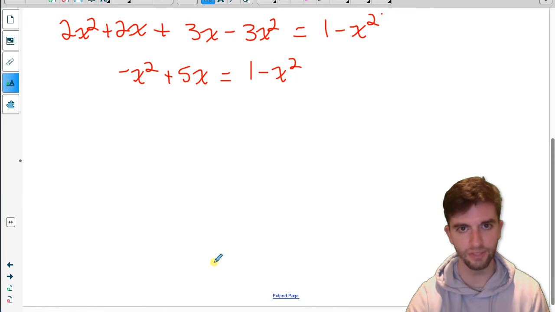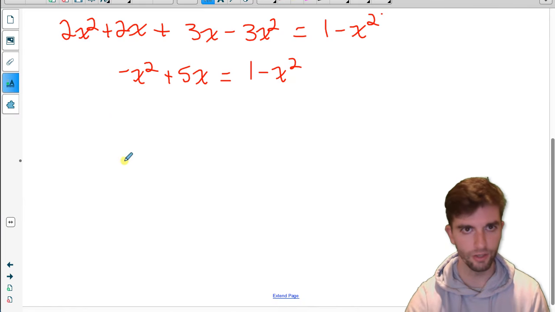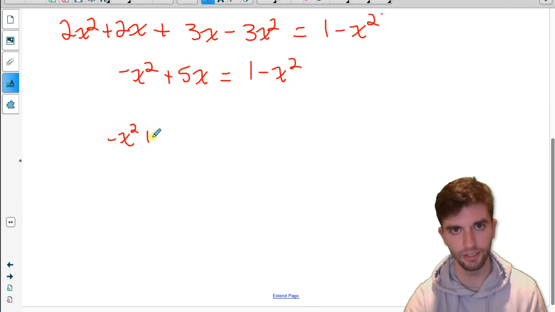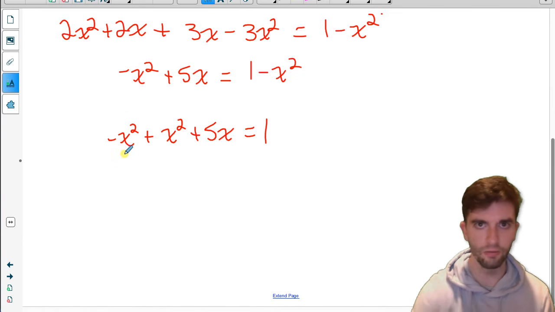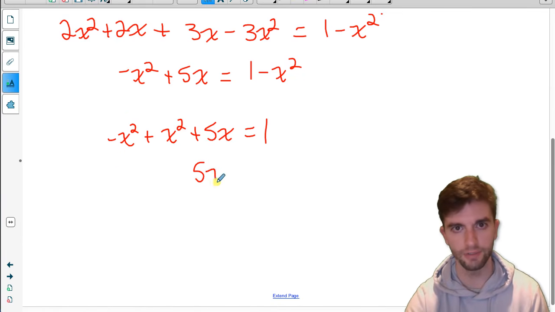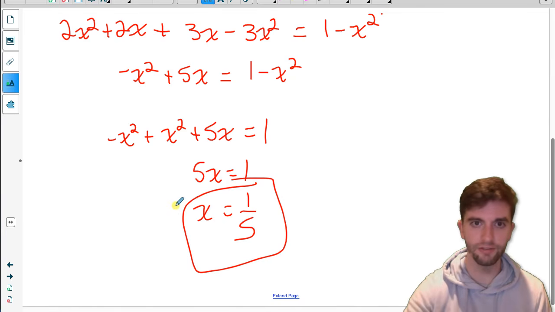Now let me get like terms on the same side of the equation. Let me bring this negative x squared over. So negative x squared plus x squared plus 5x equals 1. Negative x squared plus x squared, that sum is just 0. So those are gone. All I have left is 5x equals 1. So x equals 1 over 5. So this is the answer to the equation. I could do a left side, right side check to verify.